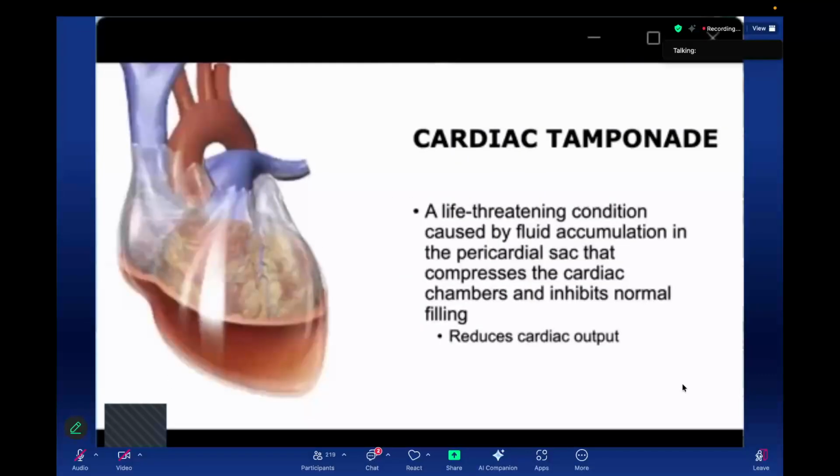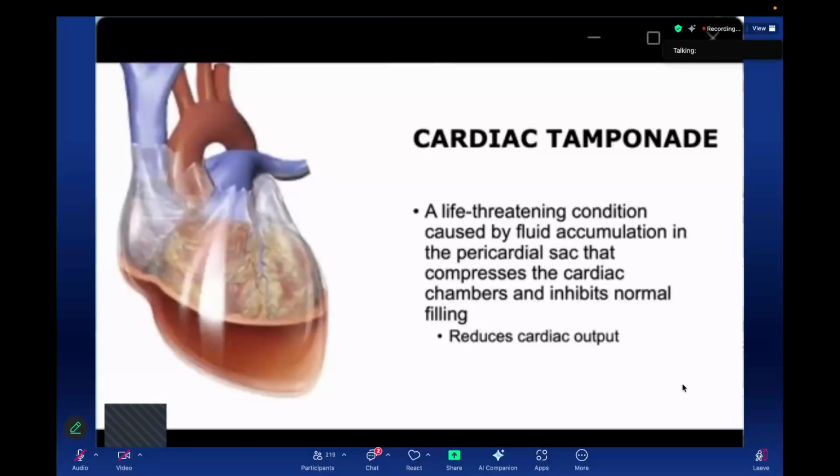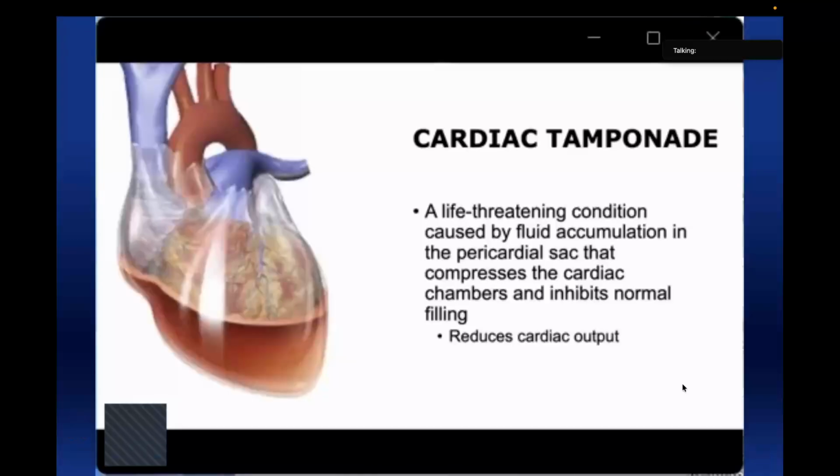Okay, let's go now to cardiac tamponade. Cardiac tamponade is a life-threatening condition caused by fluid accumulation in the pericardial sac that compresses the cardiac chambers and inhibits your normal chamber filling, resulting in a reduction in your cardiac output. And this is an emergency, guys.